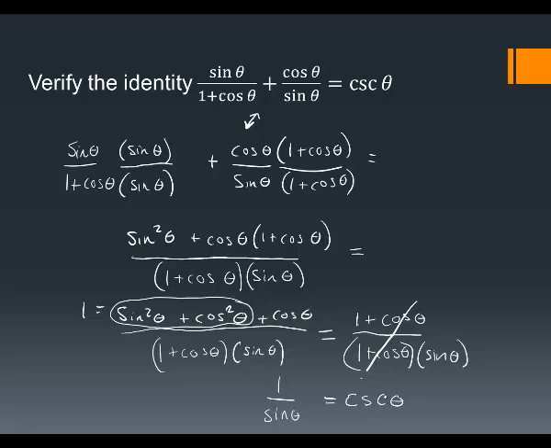And this is one of our identities, so we're good. This is the reciprocal identity. And so we have shown enough information. Seems like a lot of work, but it's helpful.